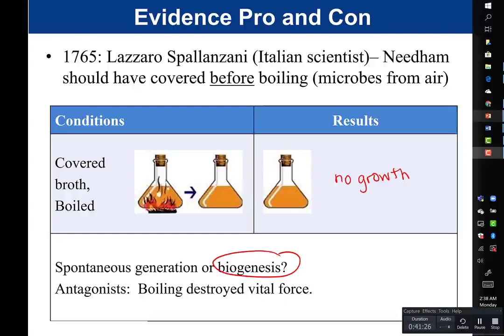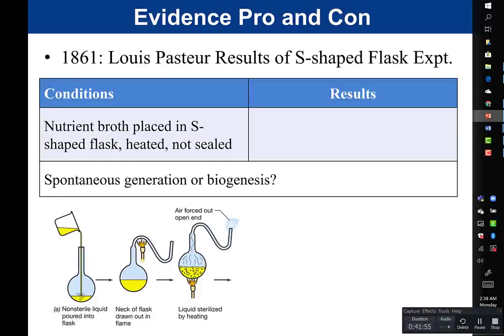But antagonists were still not convinced with this experiment to say that it was biogenesis. They said, well, that boiling that you did destroyed that vital force. So that's why you didn't get any growth. You didn't get any growth because you destroyed the vital force. We know that's not true, but that was what was believed at the time. So there was another experiment after this.